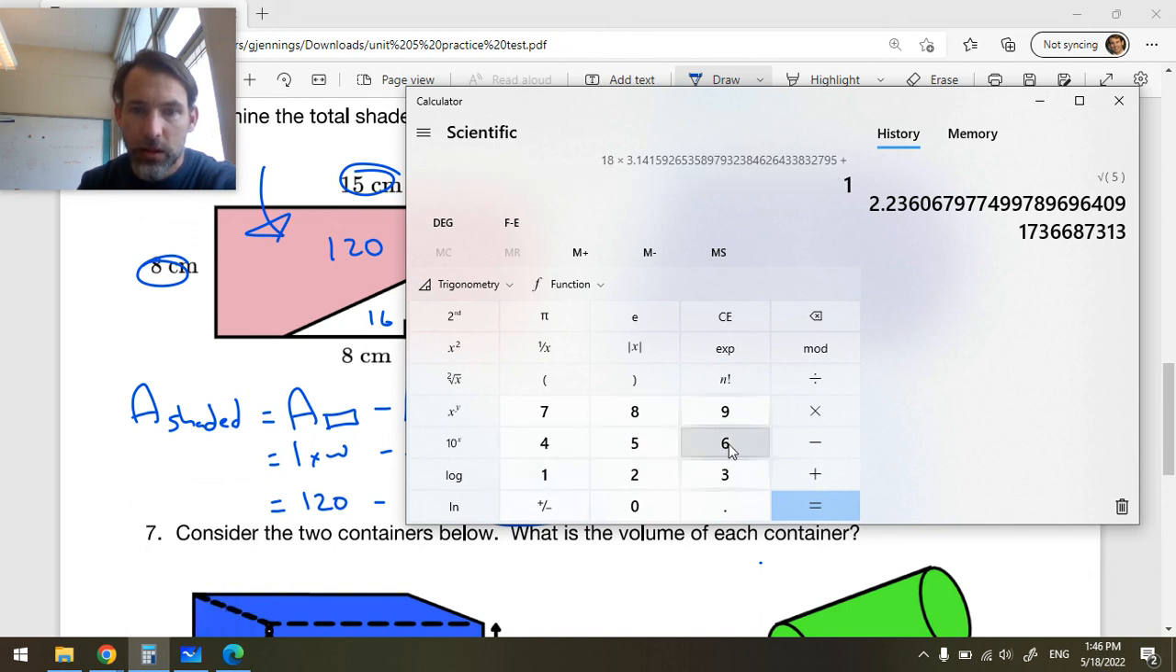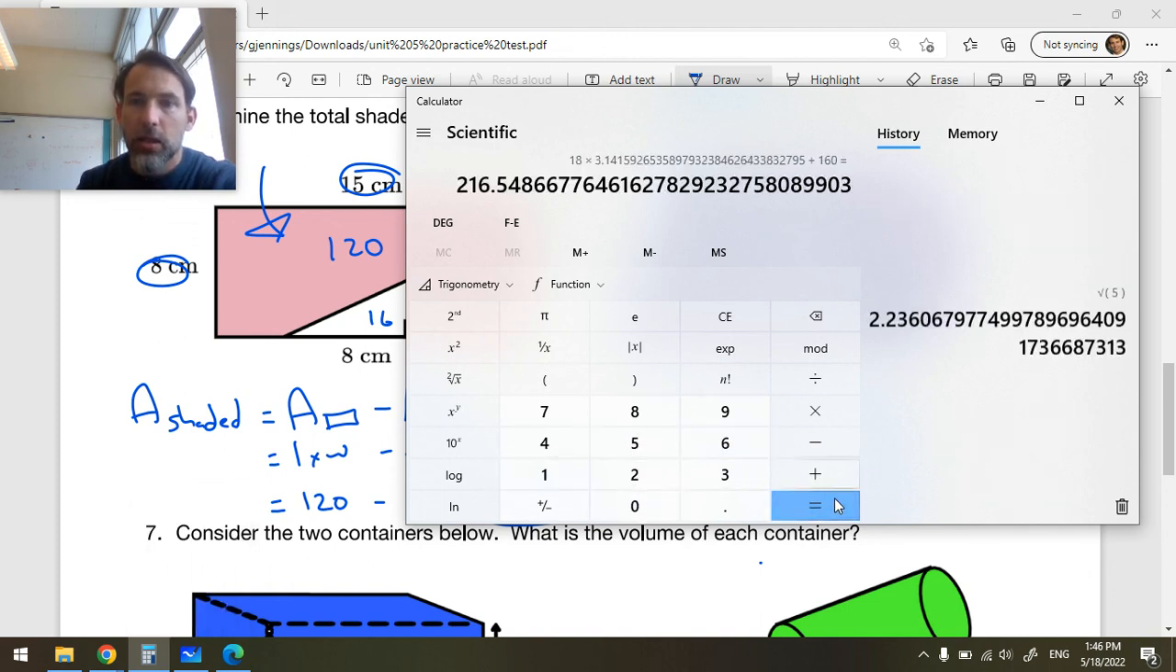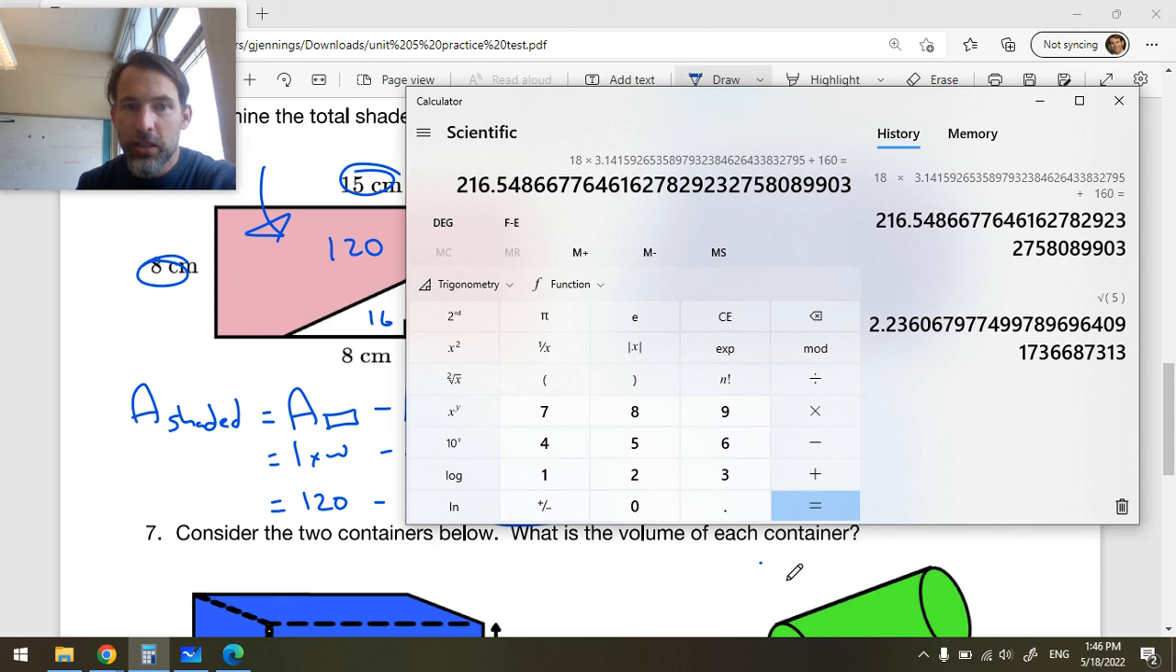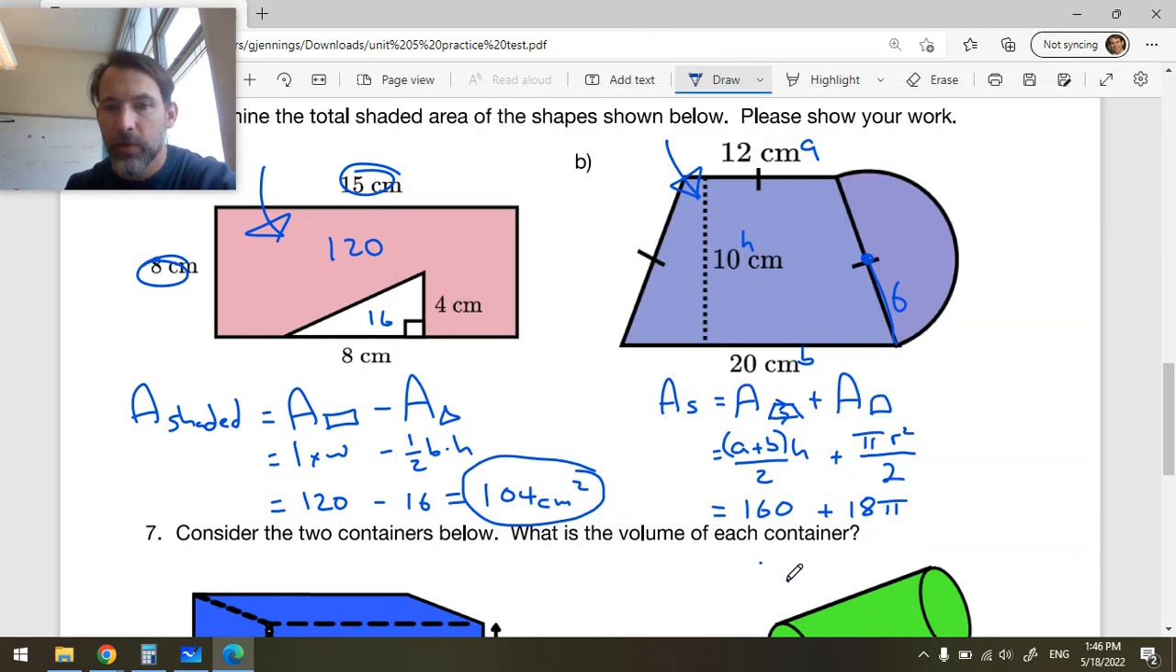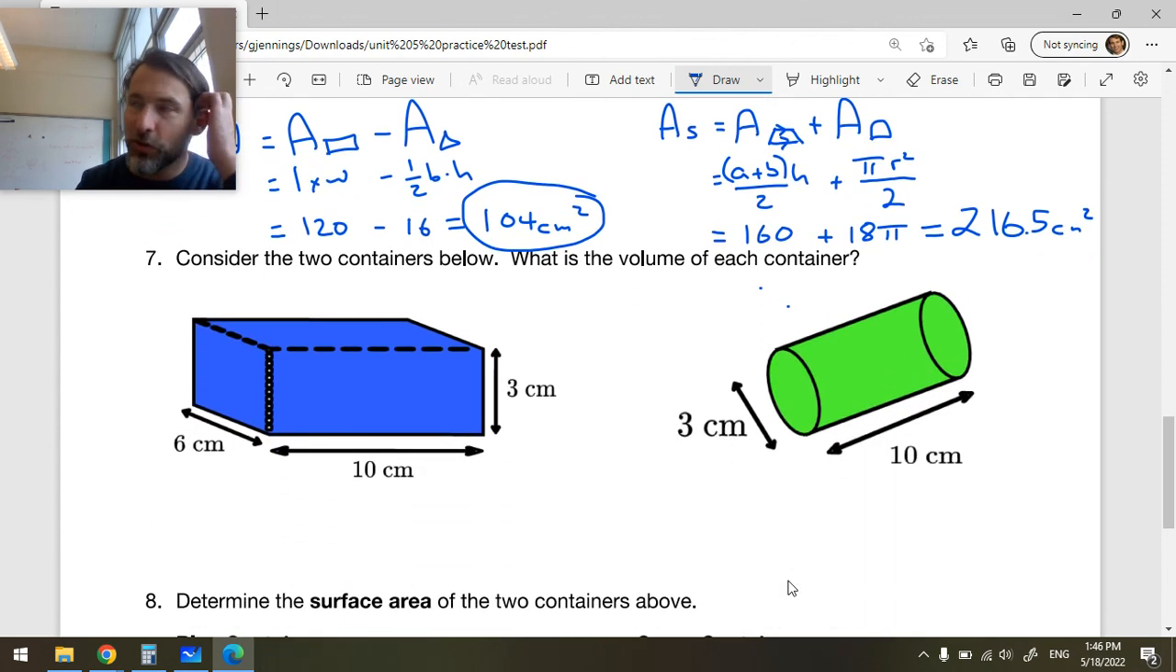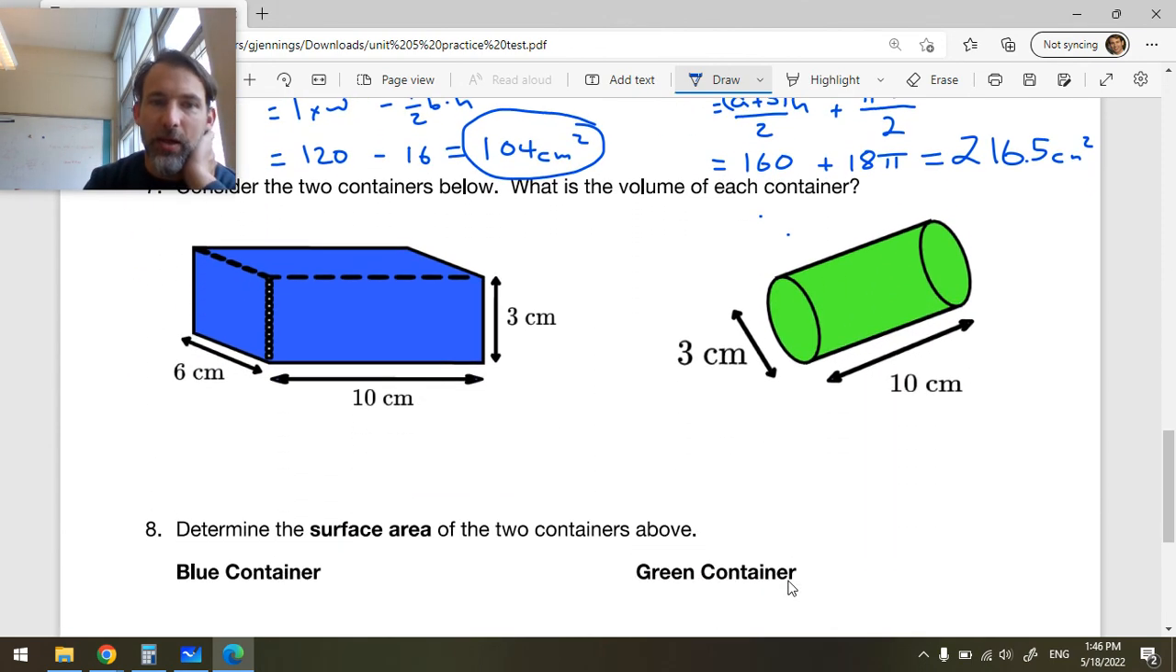Plus 160 equals 216.5 equals 216.5 centimeters squared. Cool. Okay, let's consider these two containers and find their volumes.